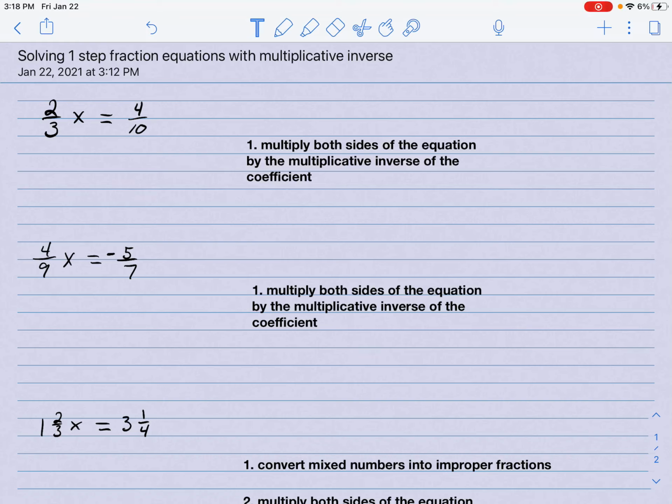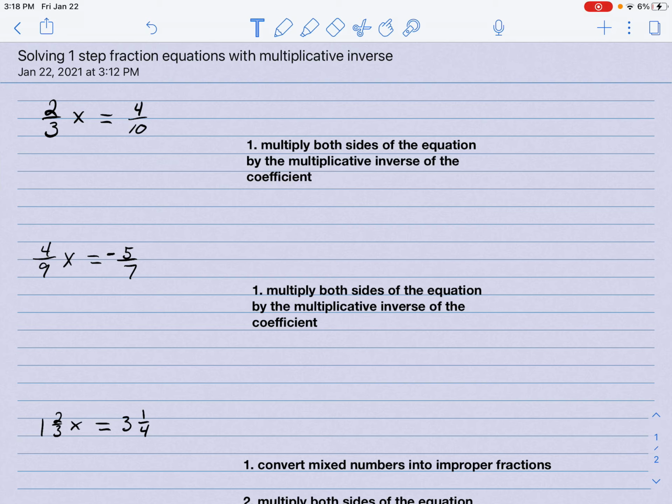All right, so once again, solving one-step fraction equations with multiplicative inverse. You're going to follow the same rules as if they were whole numbers, except this time it's fractions. When we take the multiplicative inverse of a fraction, it is just the reciprocal. So once again, we're going to flip that fraction over to get the reciprocal or the multiplicative inverse.